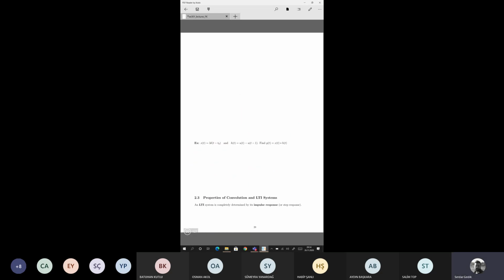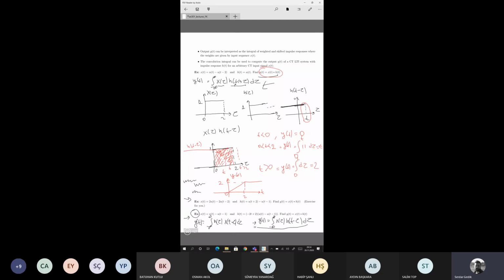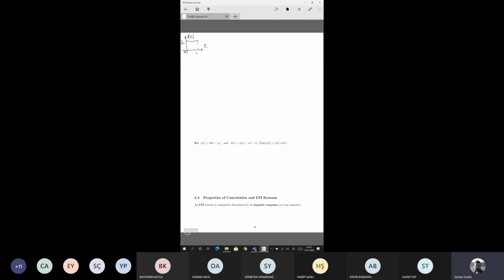So let's first start with plotting x of tau. This is my x of tau. It is 1 from 0 to 1. Please note that I will find x of tau, I will find h of t minus tau, and then multiply them and integrate. So this is the main idea.